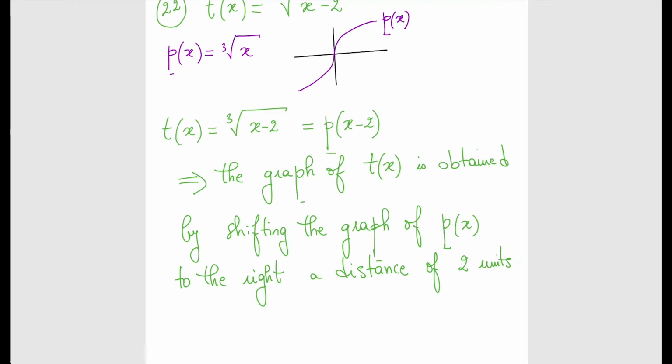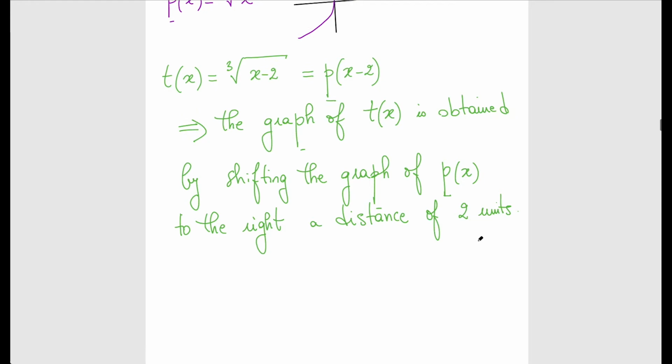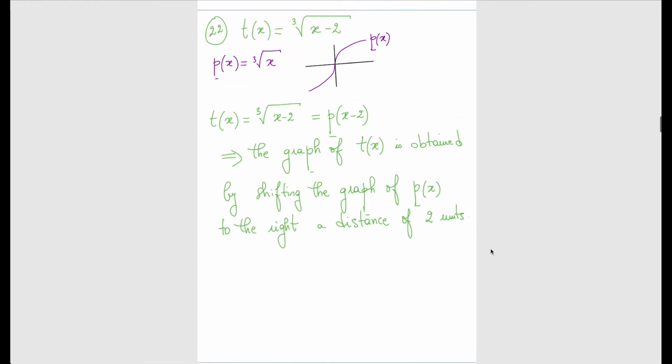Okay, so it's not that bad. So we're gonna have something like this. And again, this is gonna be right there at the point 2. It used to be at 0, 0. Now it's gonna be at 2, 0, right? And something like this. So that would be the graph of T of x.